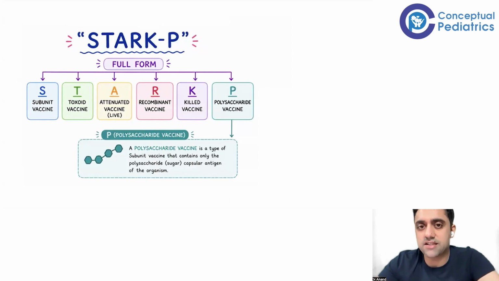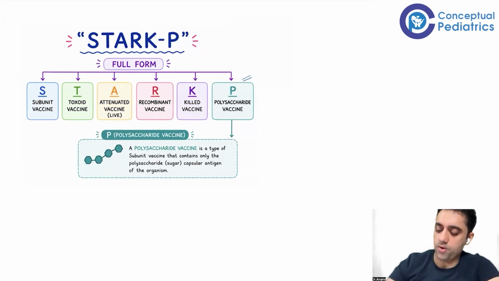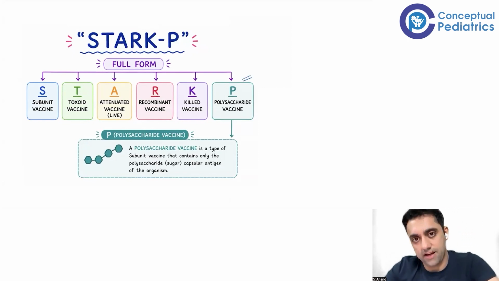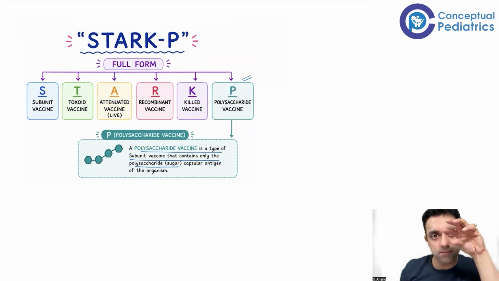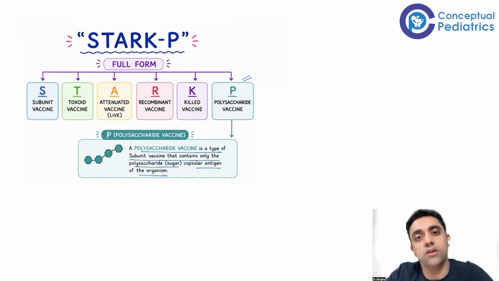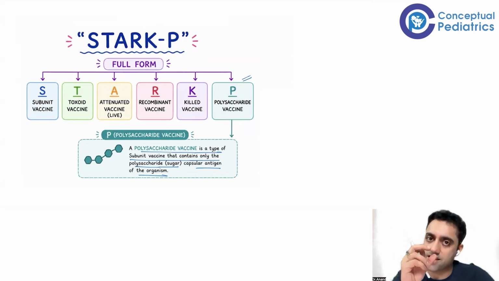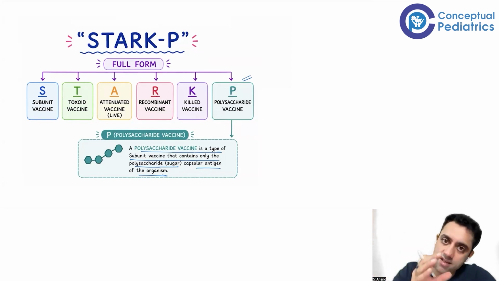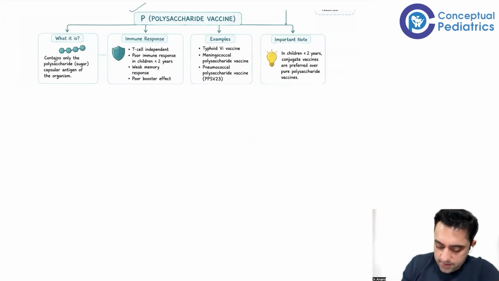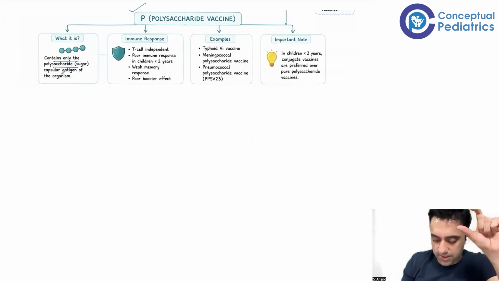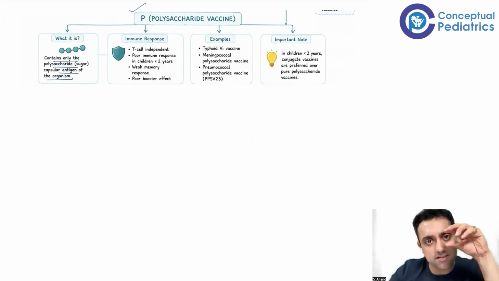Next one, star P, and P is for polysaccharide vaccine, very importantly. Polysaccharide vaccine, I told you, is a type of subunit vaccine that contains only the polysaccharide, or only a part of the organism, maybe the capsule of the organism, not the whole organism. That is why it is known as a subunit, not a full unit. It is a sub part of the unit. Remember that. Polysaccharide vaccine contains only the polysaccharide capsular antigen of the organism, or a small part of the organism basically.